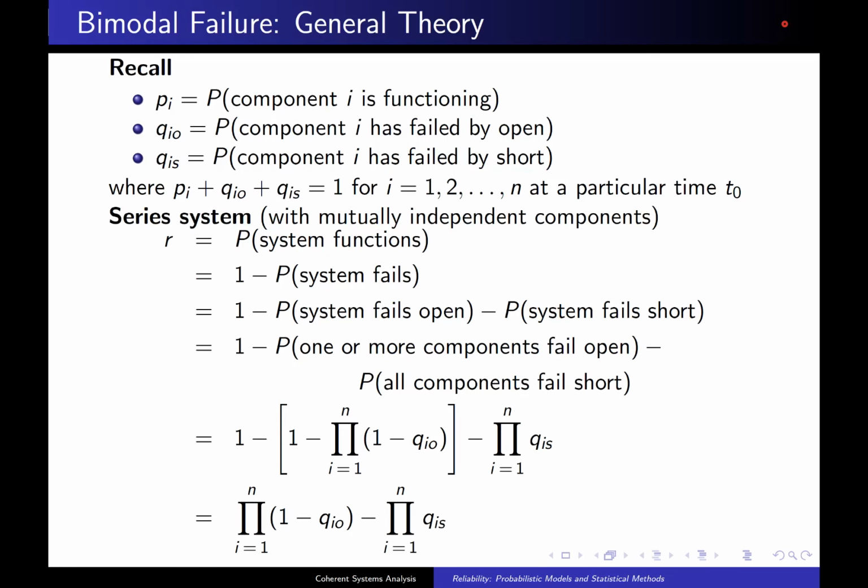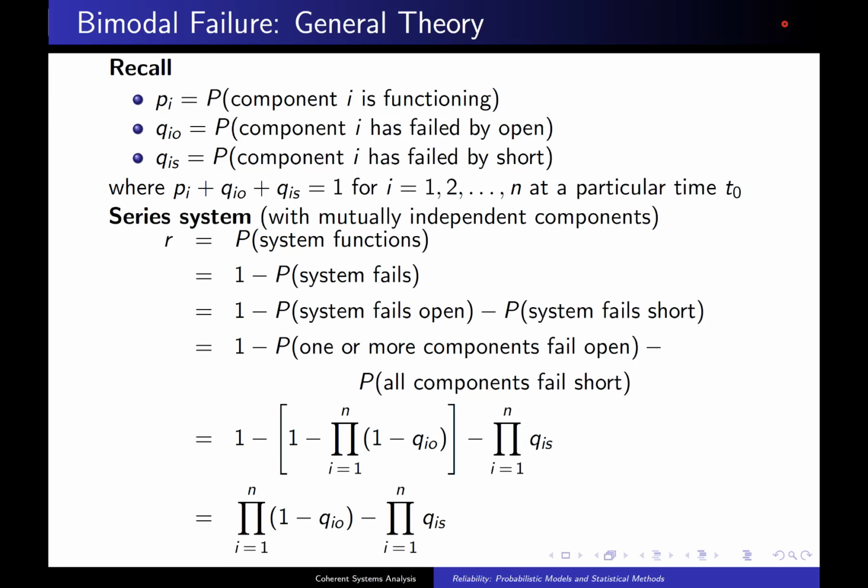So far in bimodal failure, we've seen three different examples of failure by open and failure by short for an individual component. In all of those three examples, we have tried to protect against failure by open and failure by short by placing two of the components in series or two of the components in parallel. On this slide, we generalize that and we consider placing n components in series or n components in parallel.